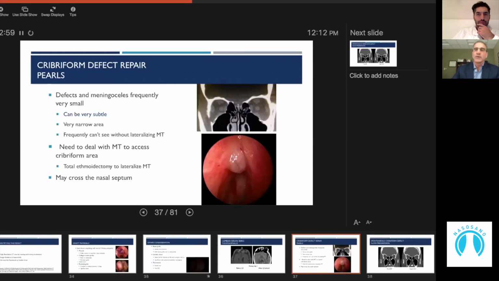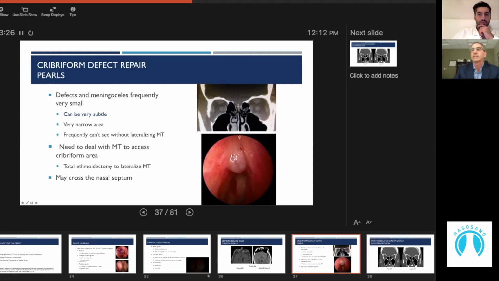So what we're going to do now is talk about different areas for reconstruction, because all the different areas that we can reconstruct have characteristics that we need to be aware of. So first, let's talk about cribriform. The cribriform area is going to be the most common area that we see a defect. We see a very subtle opacity in the olfactory fossa. This is very common with an idiopathic cribriform defect.